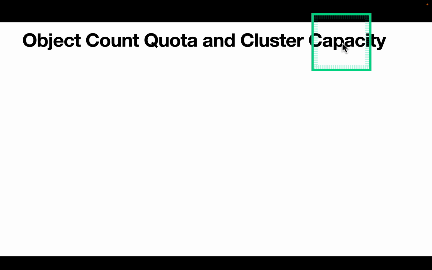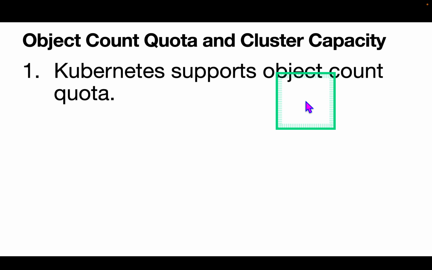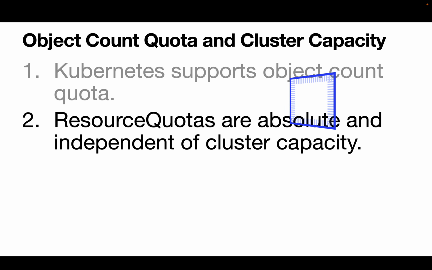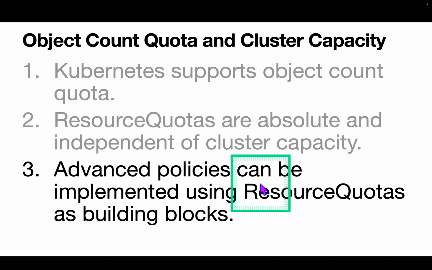So, object count quota and cluster capacity. kubectl also supports object count quota for all standard namespace resources using specific syntax. Resource quotas in Kubernetes are absolute units and independent of the actual cluster capacity. Adding nodes to your cluster does not automatically allow each namespace to consume more resources. Advanced policies such as proportional resource division, flexible usage growth, and demand-based quota adjustments can be implemented using resource quotas as a base and by writing a controller to monitor quota usage and adjust limits as needed.